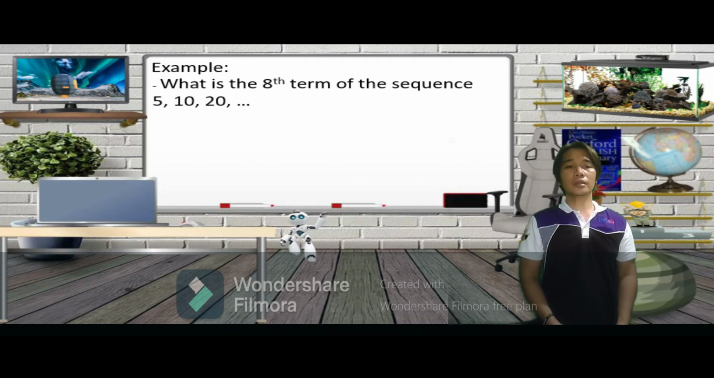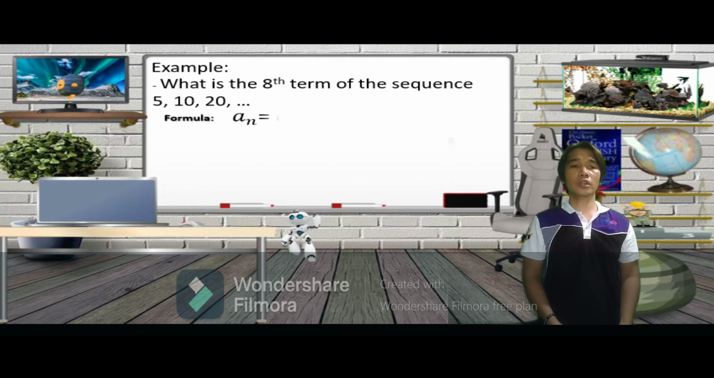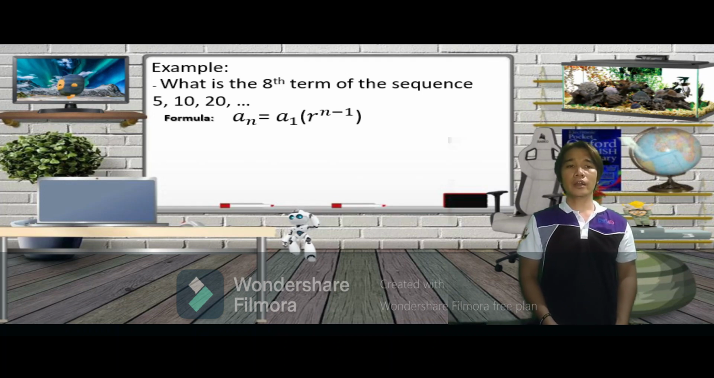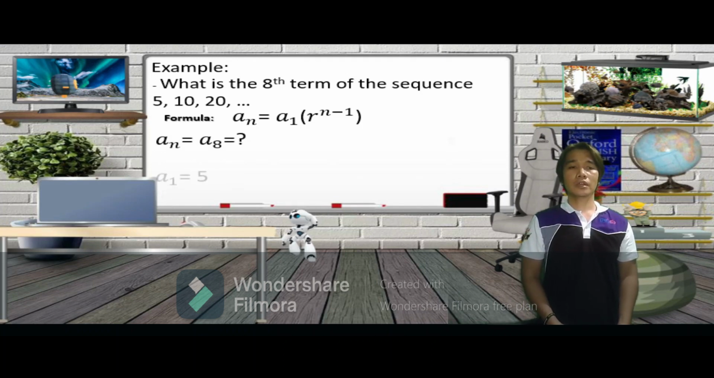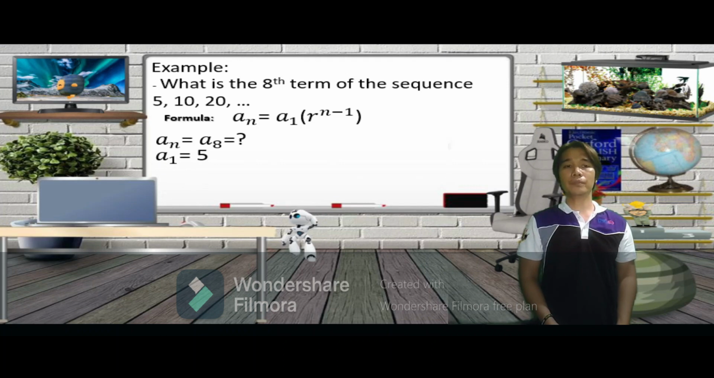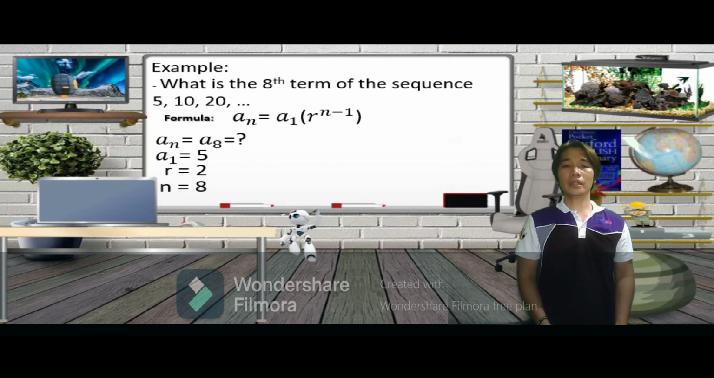Okay? So let's try another one. What is the 8th term of the sequence 5, 10, 20, and so on? So the formula is a sub n is equal to a sub 1 multiplied by r raised to n minus 1. So we have a sub n is equal to a sub 8, and then a sub 1 is equal to 5. Then our common ratio is 2, by dividing 10 by 5, then 20 divided by 10. So we have 2, and then we have n, that is 8.